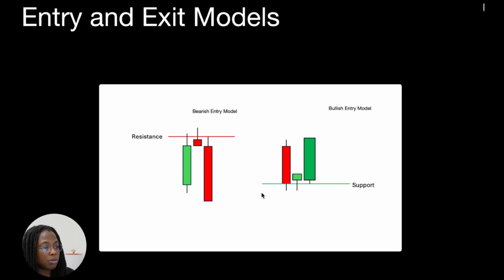So when it comes to entry models, you want to put everything I've just spoken about together. We've talked about candlesticks and we talked about trends. So now that we know and understand those two concepts, how do we find entries? This is the most important part, so make sure you stick around. So with entries, I'm going to be talking about the bearish entry model and the bullish entry model.